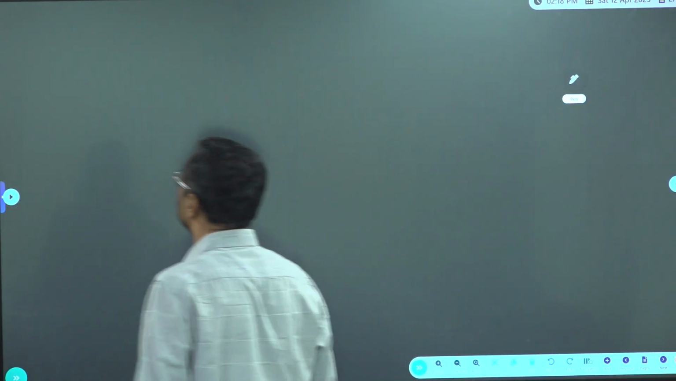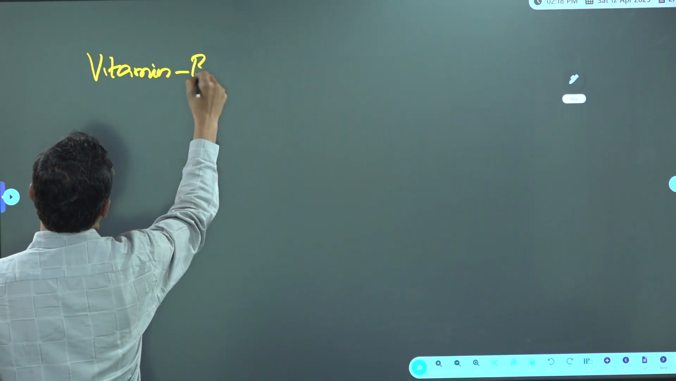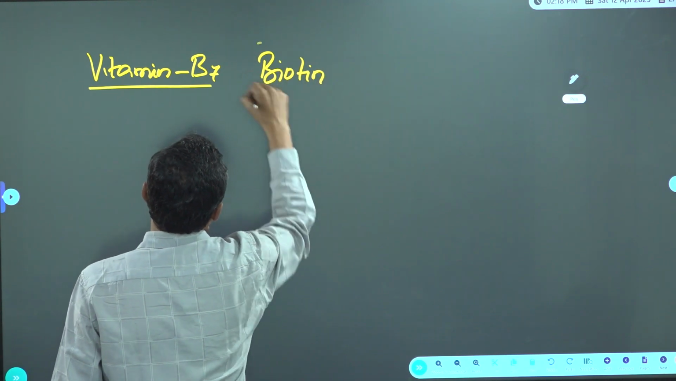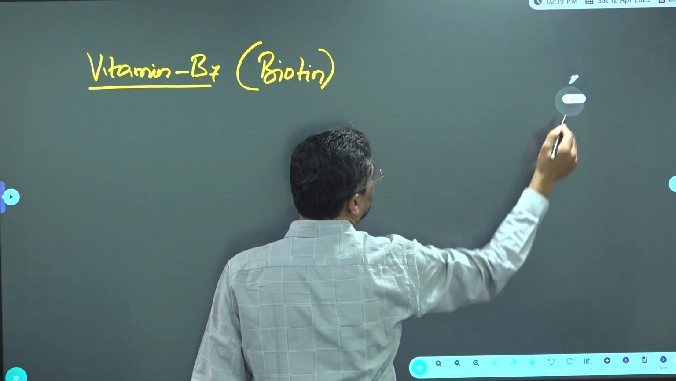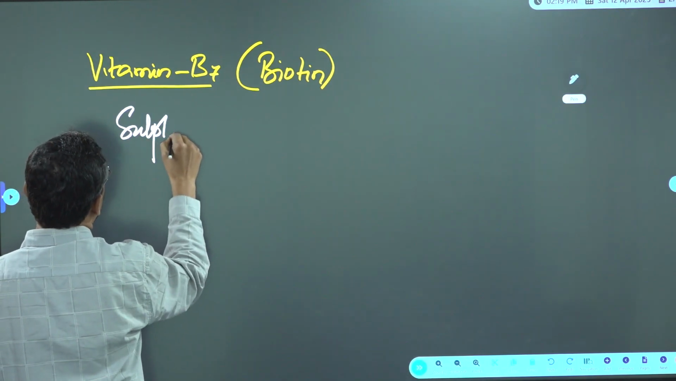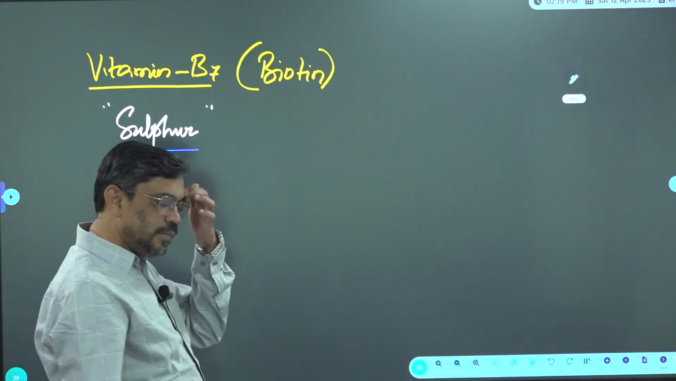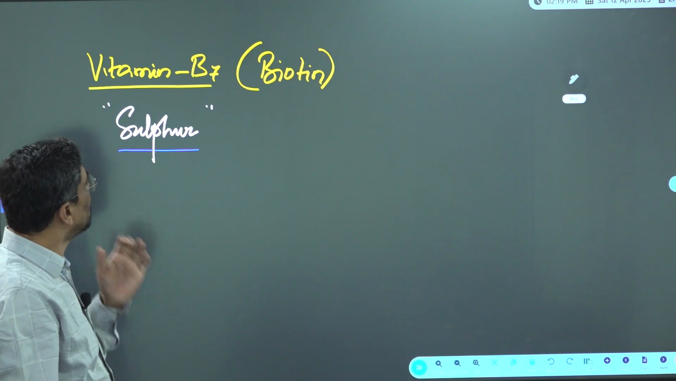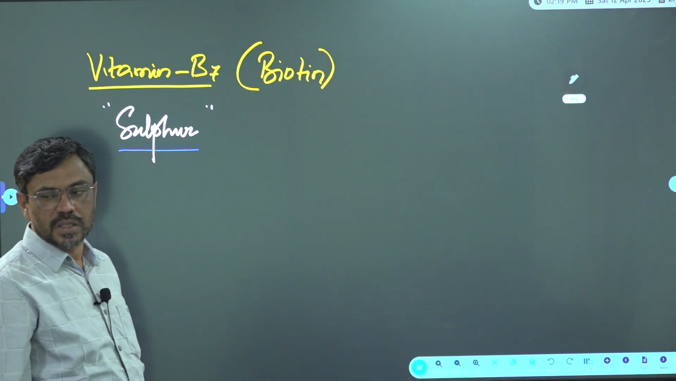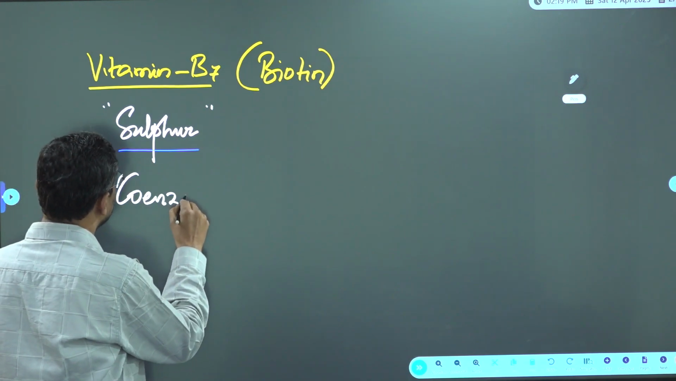Vitamin B7. It is also called as biotin. So it is a sulfur containing vitamin. This is important. It contains sulfur element. It acts as coenzyme for carboxylase enzyme.